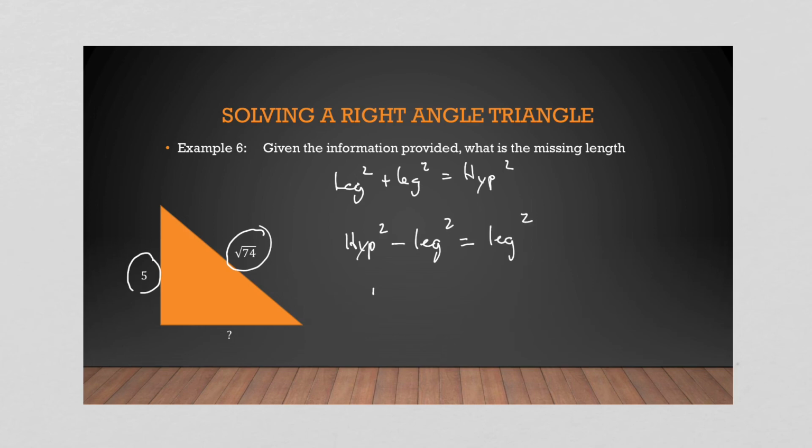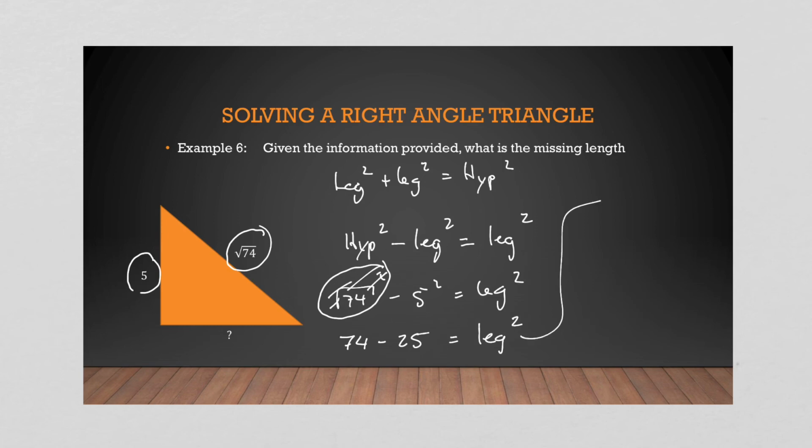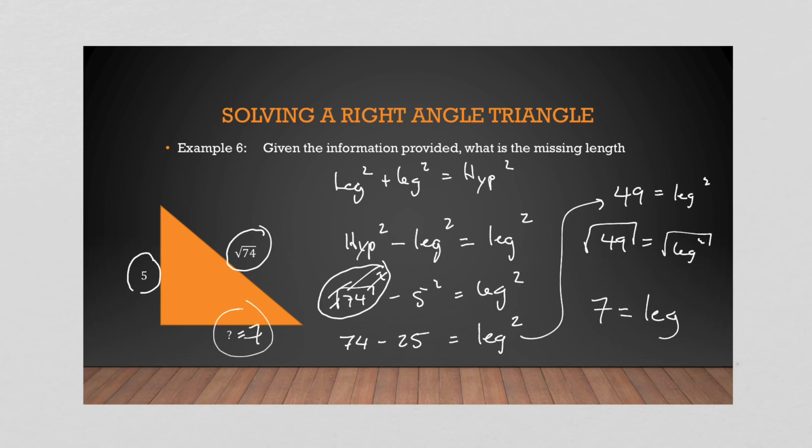So now plug in. So the square root of 74 squared minus 5 squared equal to the leg squared. So here is what I was talking about. The squared and the square root cancel each other off. So 74 minus 25 equals leg squared. 74 minus 25 is 49. And now we have to square root both sides to get just the leg. We don't want leg squared. And would you look at that? The leg is 7.